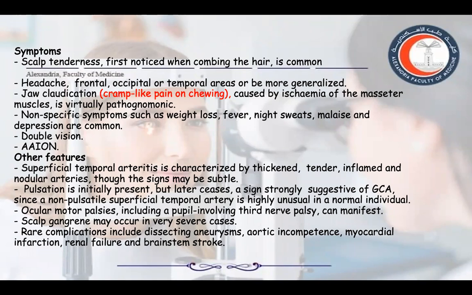Those signs may sometimes be subtle. Pulsations: it is unusual not to have pulsations in normal individuals. So in cases of GCA, we will have lost pulsations, a non-pulsatile superficial temporal artery. This is very uncommon in healthy individuals. So when you try to palpate the superficial temporal artery and you don't find pulsations in your patient, suspect GCA. We might find ocular motor palsies, pupil-involving third nerve palsy, and scalp gangrene can occur in severe cases. Rare complications of GCA include dissecting aneurysms, aortic incompetence, myocardial infarction, renal failure, and brainstem stroke.